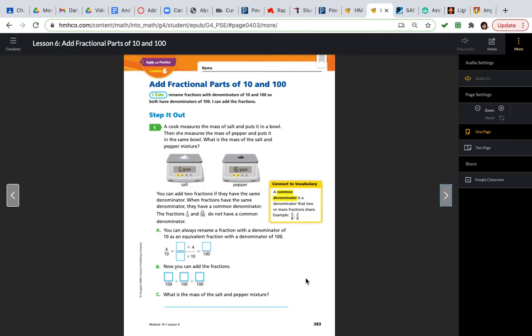We are doing Module 14, Lesson 6. The title of the lesson is Add Fractional Parts of 10 and 100. Today you'll be able to rename fractions with denominators of 10 and 100, so both have denominators of 100, so we will be able to add the fractions. So you should be on page 383.